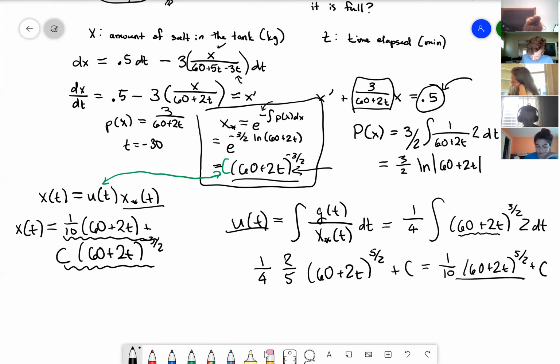Now, what we can do is plug in our initial condition. So t equals 0 gives us, well, let me just write it, x of 0. When we have t equal to 0, we get 6 with our first term, plus c times 60 to the 3/2. And unfortunately, I don't think I wrote down what this works out to be. We get that this is equal to 60, because that's our initial volume of the tank. I took this from the book, so maybe I can just look in the book and see what we end up getting for C.